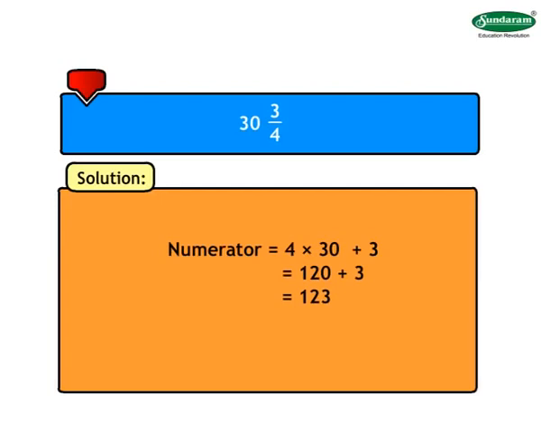123 is the numerator of the required improper fraction. The denominator 4 is equal to the denominator of the required improper fraction. Hence, the answer is: 30 and 3 upon 4 can be written as 123 upon 4.